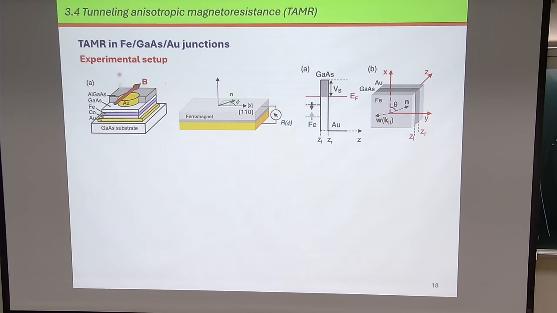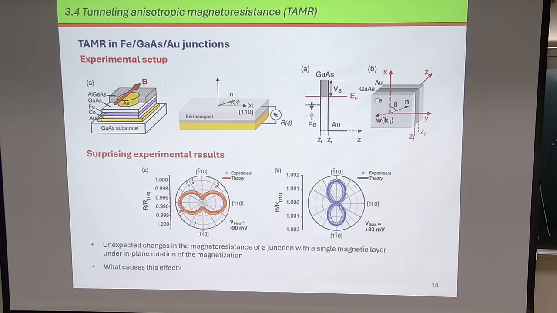And this is an experimental setup for an iron gallium arsenide gold junction. And when they measured this, they got this result. So these are the polar plots of the resistance as a function of the magnetic field, the magnetization orientation, for two different biases. And you see this.